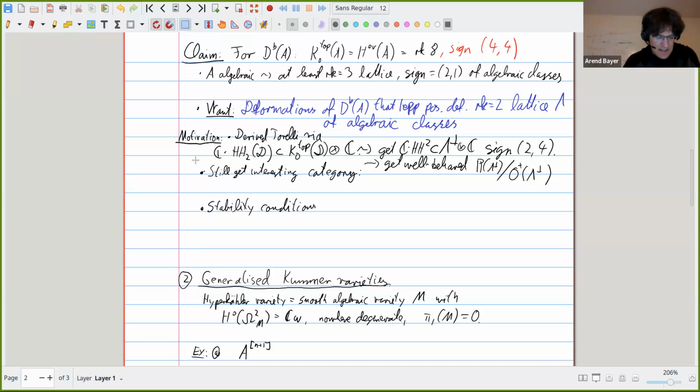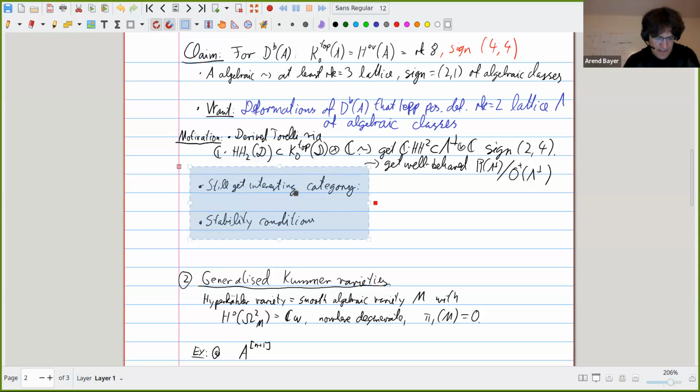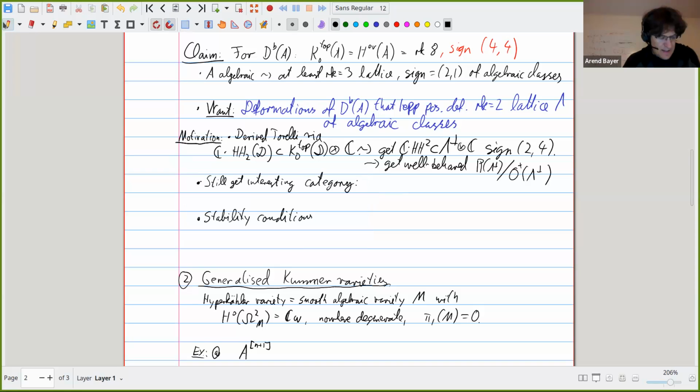And then the second reason, let me move this down a little bit, is that we still get an interesting category. So there's an argument by Mukai for deformations of K3 surfaces that applies in this case to show that simple objects with class in lambda will deform.